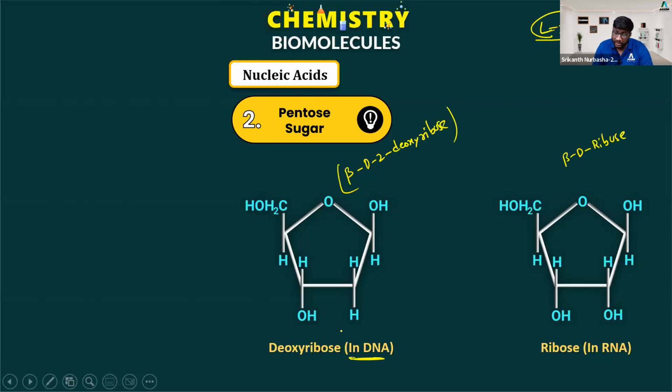So these are the two different types of sugars present. In DNA, we have deoxyribose. In RNA, we have ribose. And the structure of nucleic acid means you have a nucleotide. The base will be linking with the pentose sugar, and the pentose sugar will be linking with the phosphate group. Which base will link to which carbon atom of the sugar?